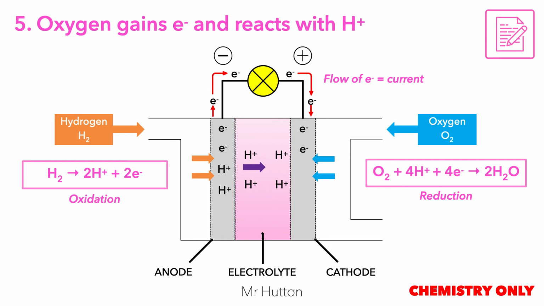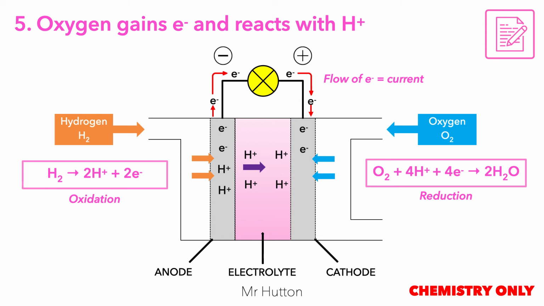Excellent. So now you'll notice the hydrogen ions have gone right across to the cathode, and what happens here is the oxygen gains some of the electrons and reacts with H+. The electrons it's gaining are the electrons that we've created in the flow around the wire at the top, going through the bulb and down into our cathode. Those are the electrons we lost from the hydrogen molecule in the first place, and they've come all the way around. Now the oxygen is reacting with those and then with the H+ to give us our water.